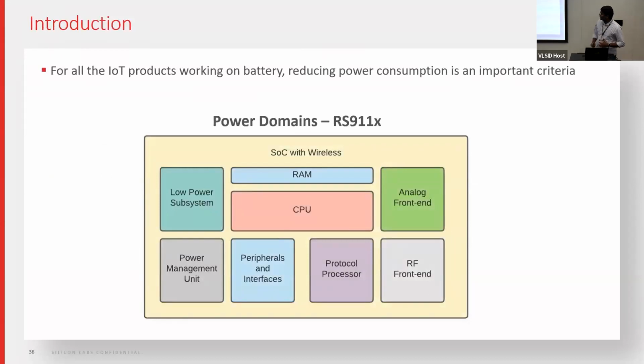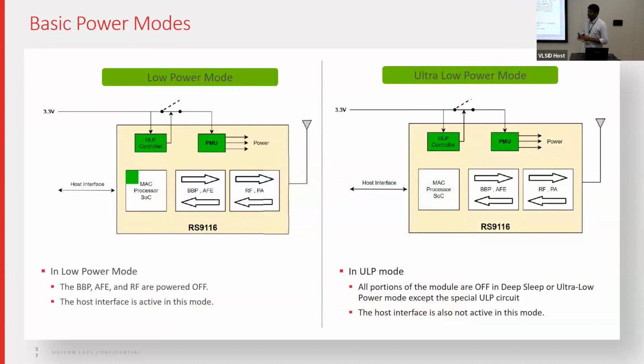So we have seen the power domains previously, as Venkatesh mentioned. For any IoT product, power consumption is very key. If an IoT product has to succeed, it has to attain longer battery life. So if a device needs to consume less power, what are the techniques?